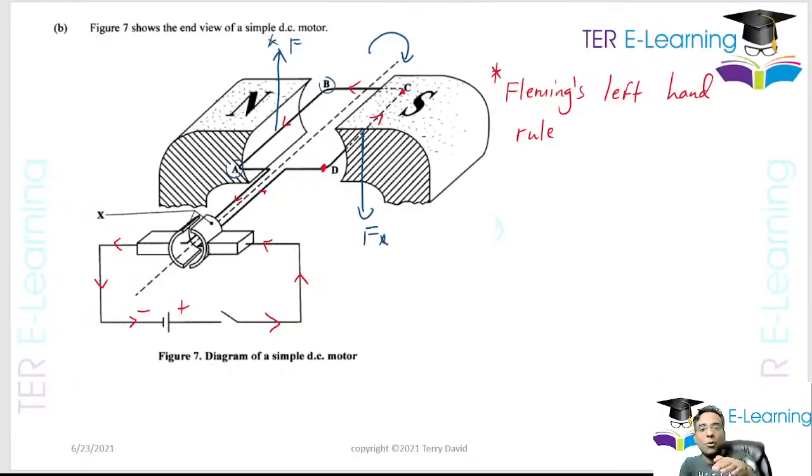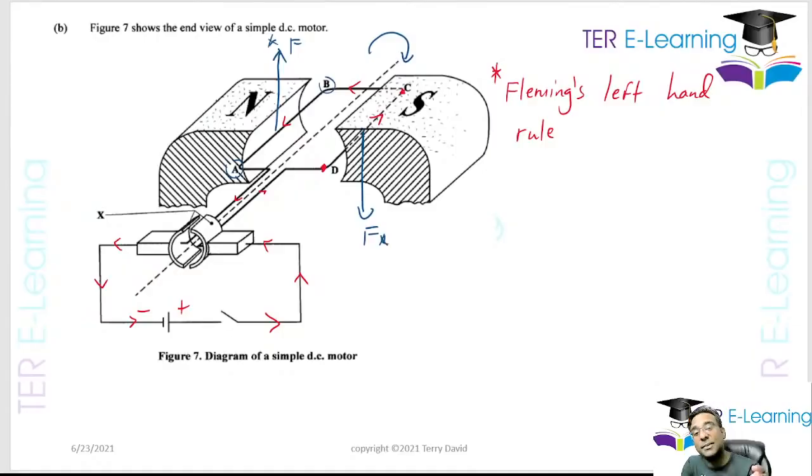However, if we didn't have a split ring there, the coil is going to keep doing this, left, right. It's going to move clockwise, anti-clockwise. The coil is not going to rotate if you didn't have that split ring there. The purpose of the split ring is to ensure that the coil rotates in one direction only. That's an exam question: why do we use a split ring? The purpose of the split ring is to ensure that the coil rotates in one direction only.